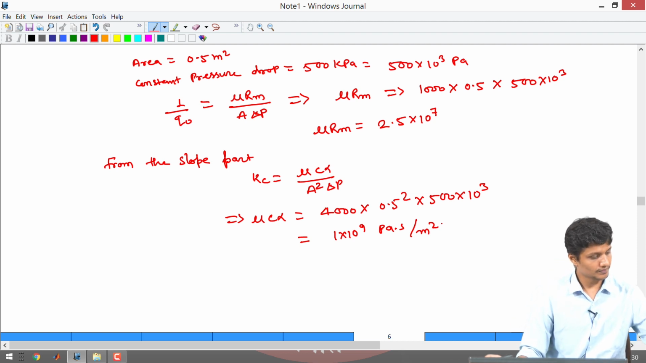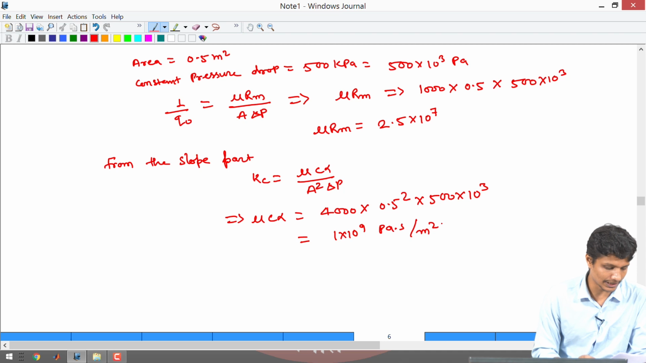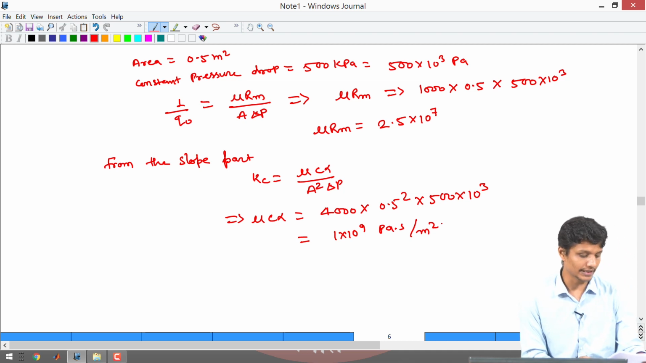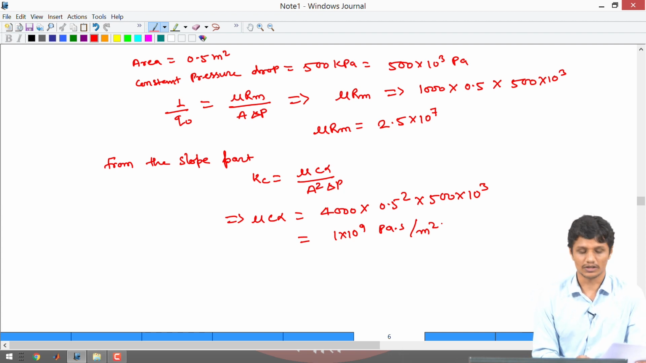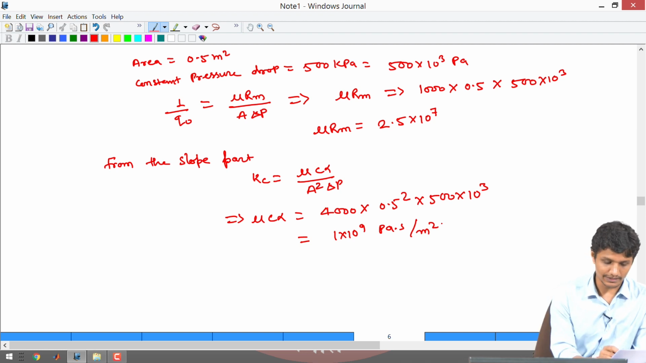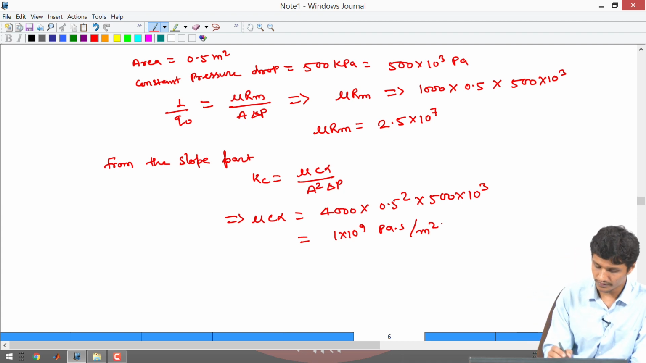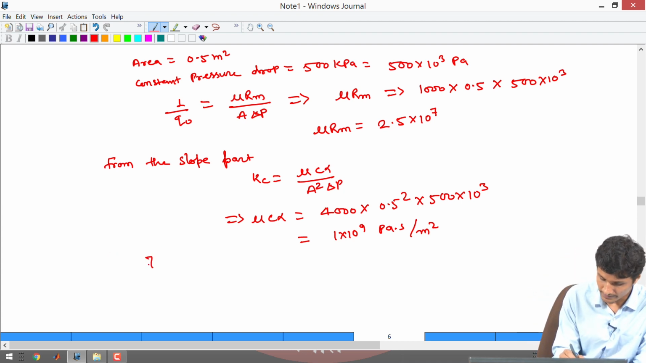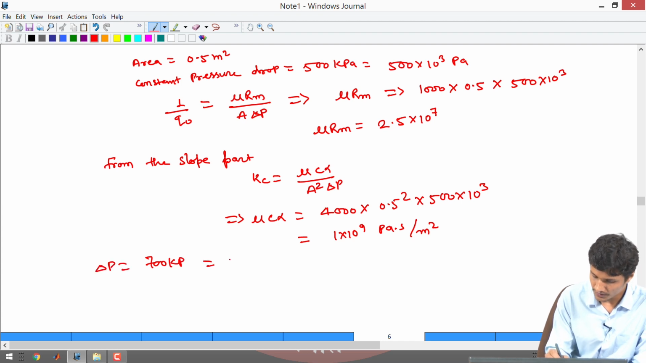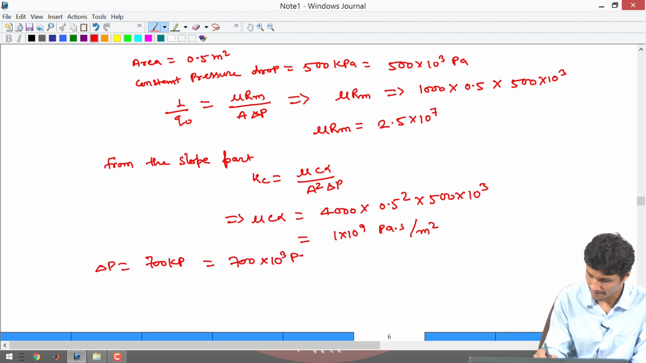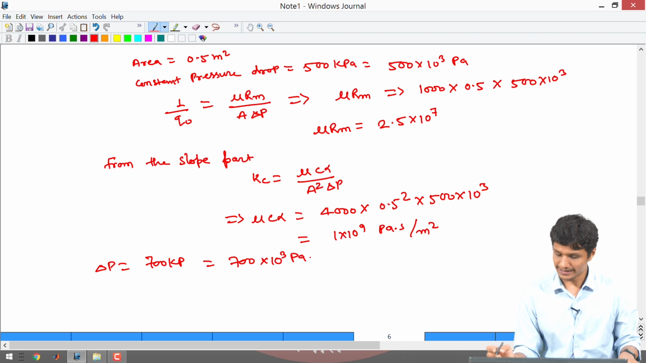In the question they have asked to calculate the time needed to collect 0.8 meter cube of filtrate at a constant pressure drop of 700 kilopascal, equal to 700 into 10 power 3 Pascal. So we will apply the same formula.